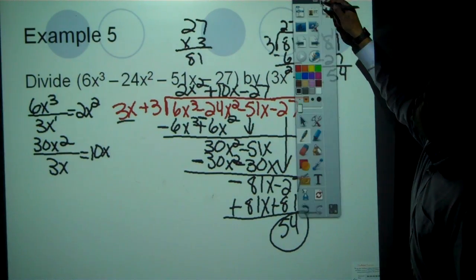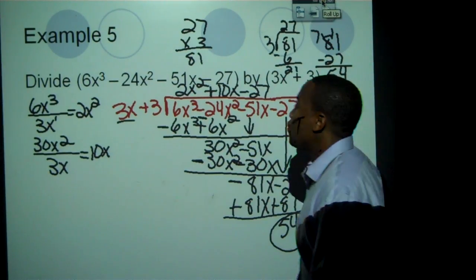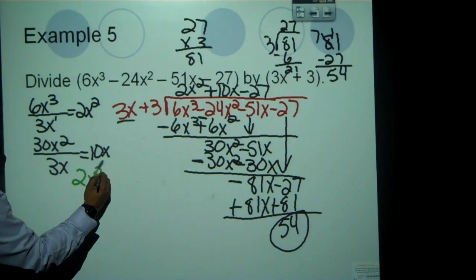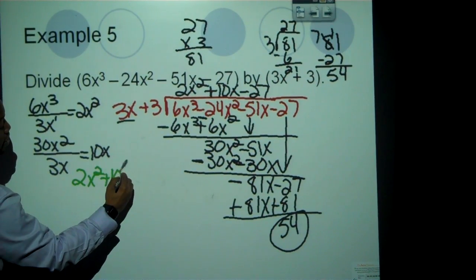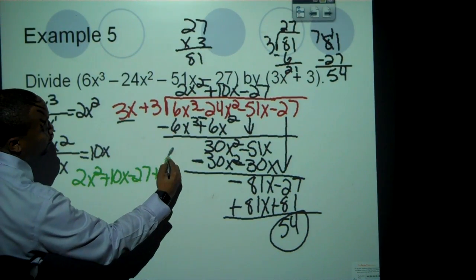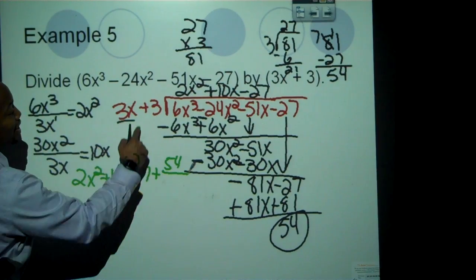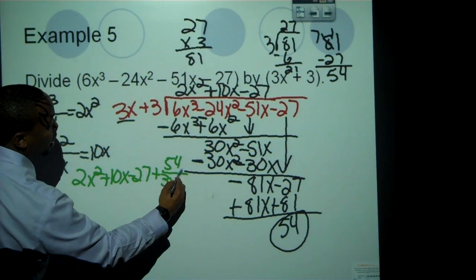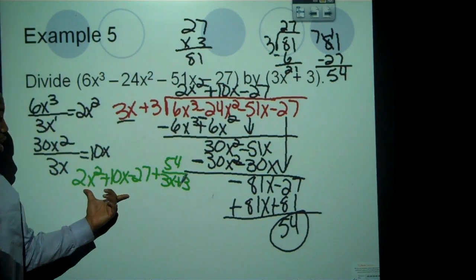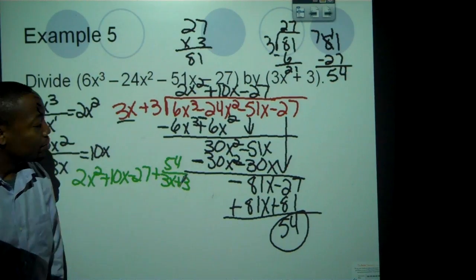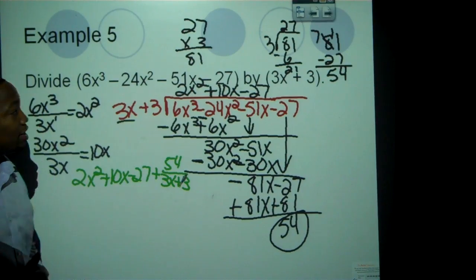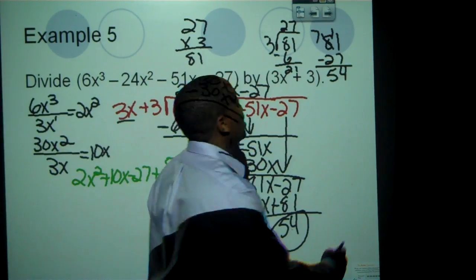So what I do with the remainder, I'm going to write it in a different color. So let me give you my answer now. My answer will be 2x squared, right? Plus 10x, right? Minus 27 plus 54, my answer, over my dividend, 3x plus 3. So as you see here, I brought everything down and I put my remainder, which is 54, over my dividend. Alright? Everybody good? Example 5 done. Let's go to example 6.